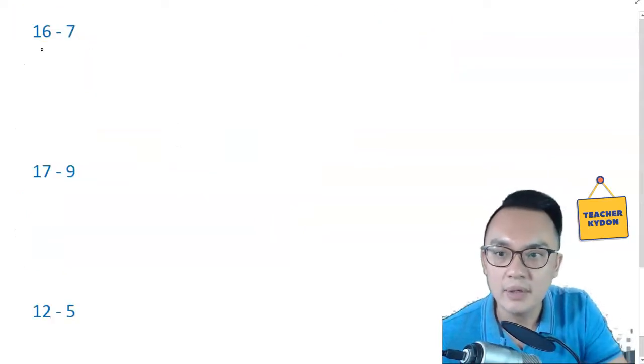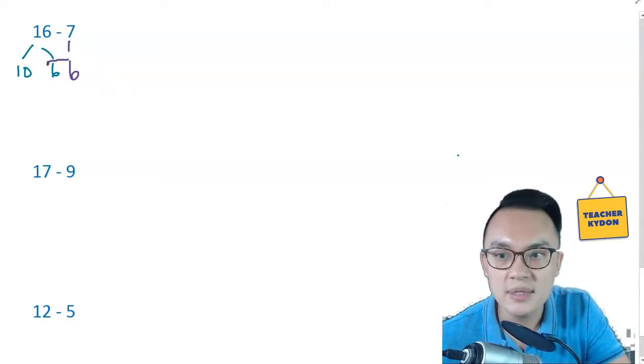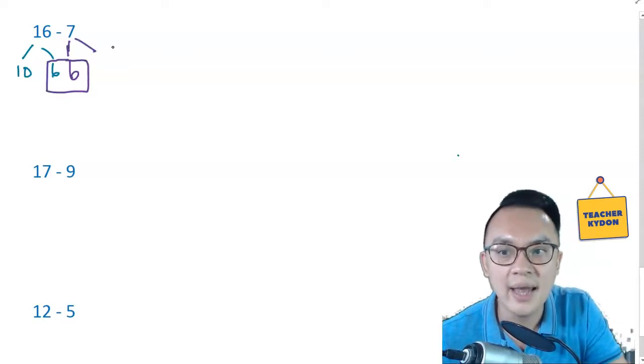The next step is, once you have your 10 and your 6, the second step they have to do is to break this number into 6, okay? Which means these two numbers have to be the same. And once they find this 6, they have to be able to figure out what is the other side. So 6, and then this is 1.